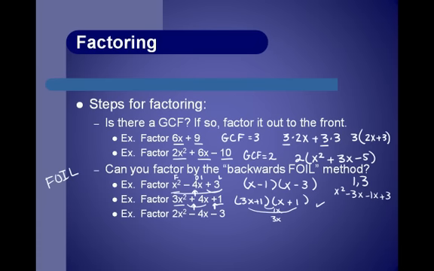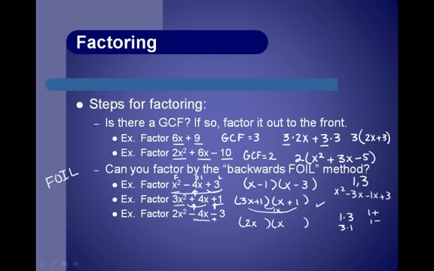Factor 2x squared minus 4x minus 3. So the first two terms have to multiply to give us 2x squared, so we're going to choose 2x and x. The last two terms have to multiply to give us 3. Well, our choices are 1 and 3 or 3 and 1. Now in this case it's a negative 3, so we've got one positive and one negative. And then the outers and the inners have to combine to give us negative 4x.